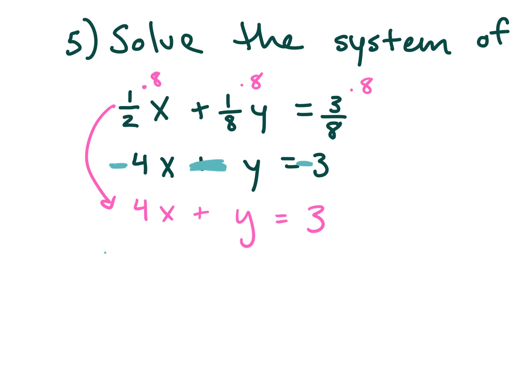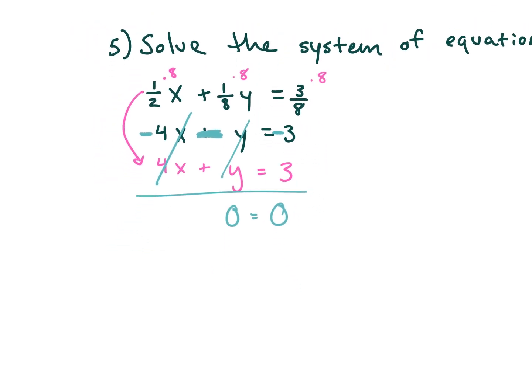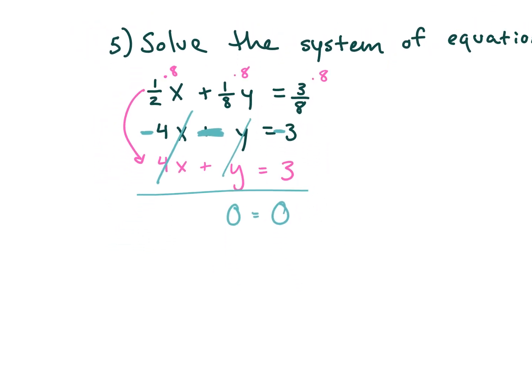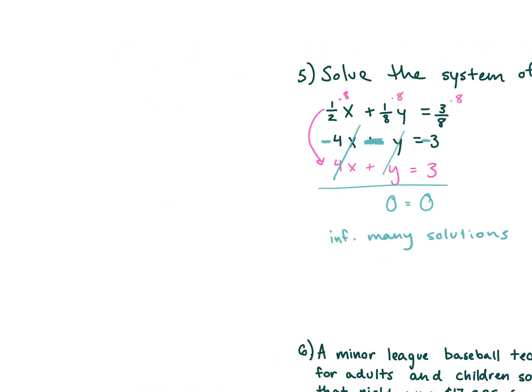So now that we have the same number but opposites, the x's eliminate because we have negative 4x and positive 4x. But what happens to the y's? They also cancel. Negative y plus y would just be 0. What's negative 3 plus 3? 0. What do you think our answer is if we get 0 equals 0? Infinitely many solutions. Or if you just put many solutions, that's fine too. If you get 0 equals 0, your answer is infinitely many solutions.